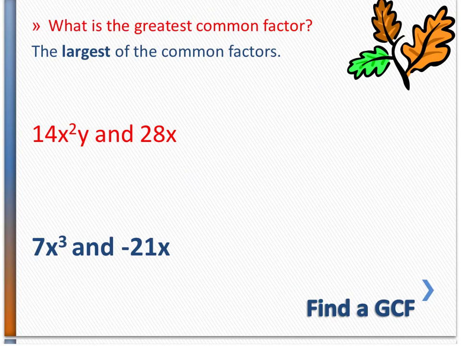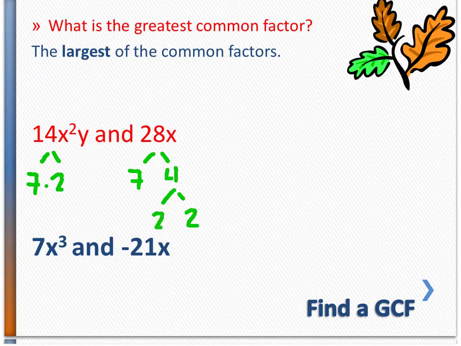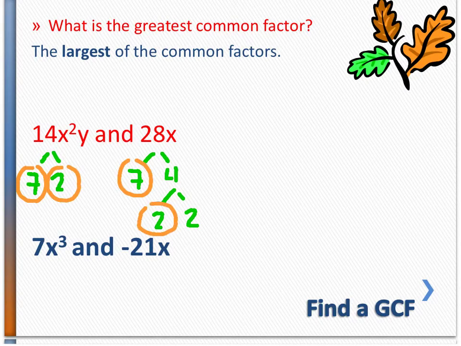All right, so now we're going to look for the greatest common factors, okay? So let's look at 14x squared y and 28x. So we're looking for the number that is the biggest that goes into both of them, all right? And then 28 is 7 times 4. 4 can be broken down into 2 times 2. So I want you to notice, what do they have in common? Well, they have a 7 in common, and they both actually have a 2 in common. What does that mean?